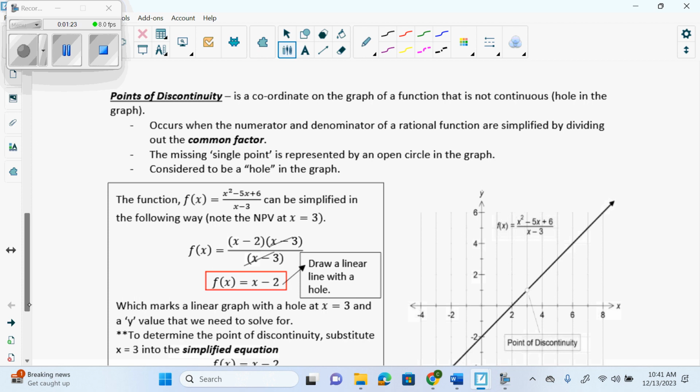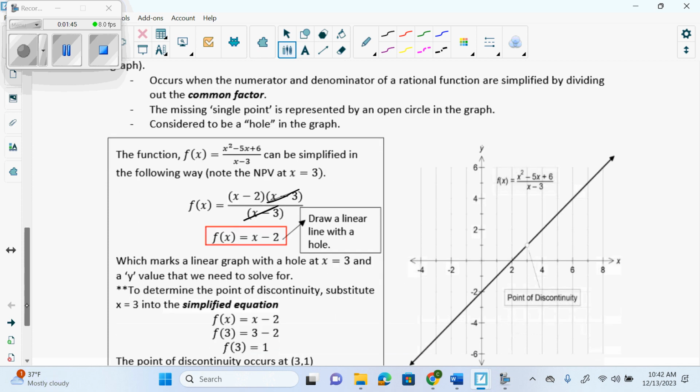So if you look here, we have x squared minus 5x plus 6 over x minus 3. When I factor the numerator, I get (x minus 2)(x minus 3) over x minus 3, and these x minus 3's cancel. You see that? When that happens, you don't get an asymptote, you actually get a hole in the graph, like an open circle. So how do we find out where that open circle is?